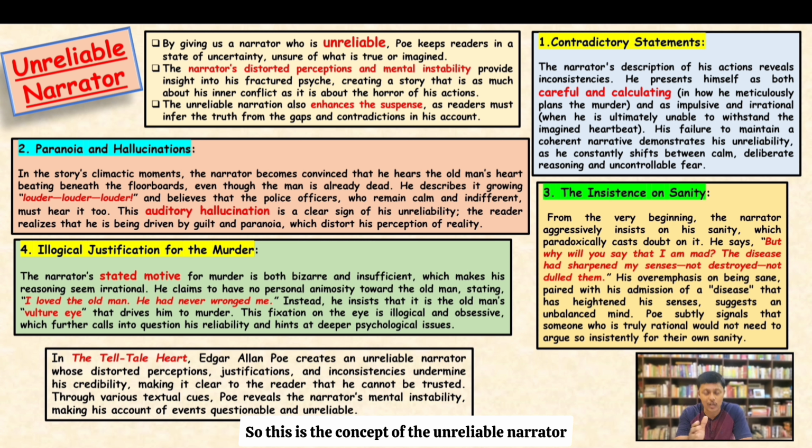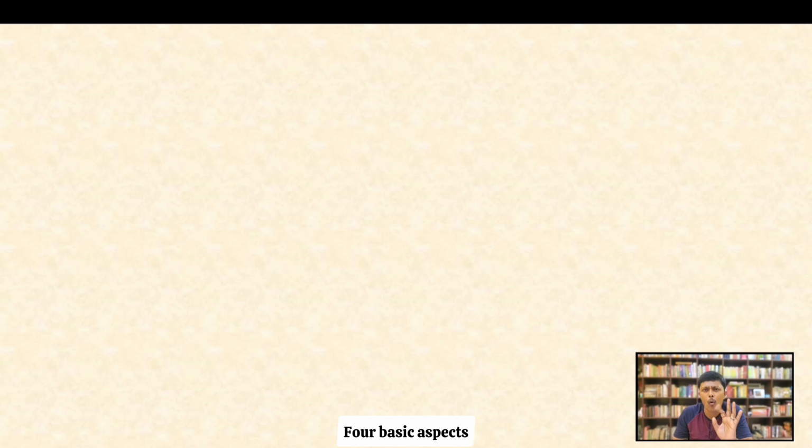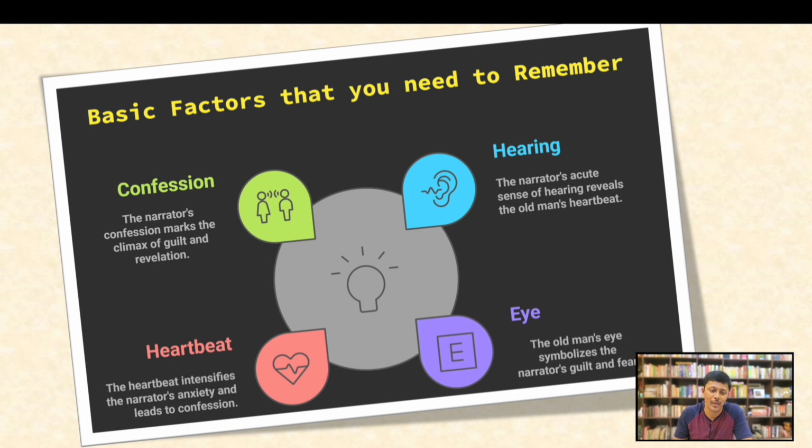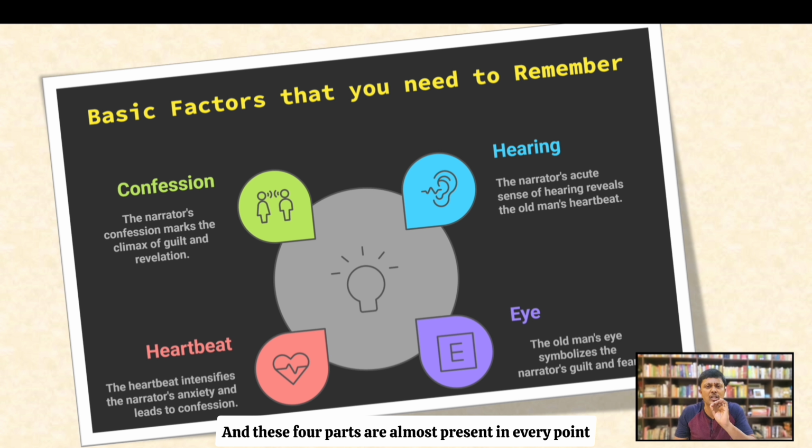So this is the concept of the unreliable narrator, and the narrator himself is very, very unreliable. Now, there is one thing you need to remember about this story: four basic aspects. One is hearing, another is the eye, that is the old man's vulture eye. Third is the heartbeat of the old man. And finally, the confession. If you can remember these four parts, you can have everything about the text. These four parts are present in almost every point, every unique concept, every question that you need to answer.